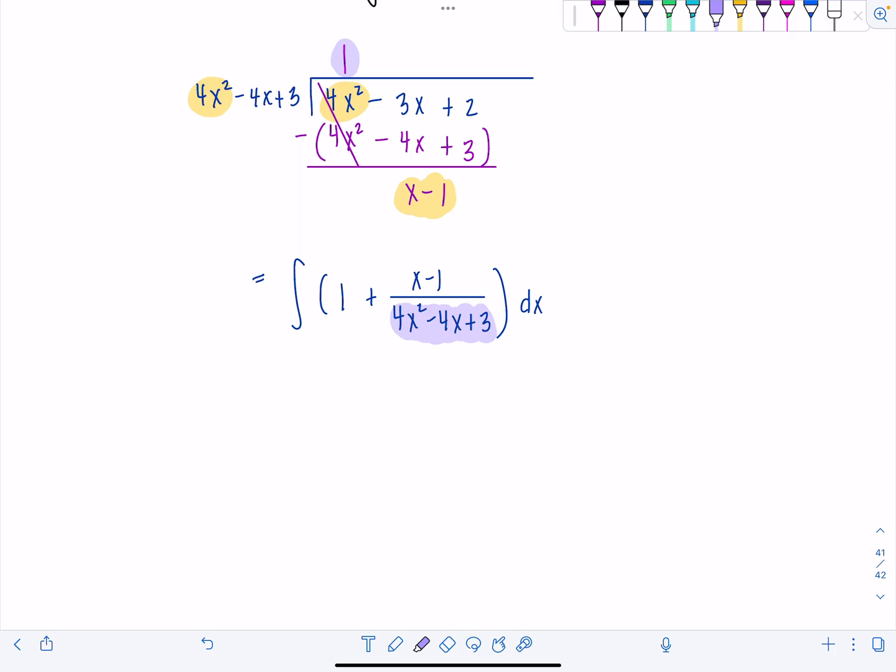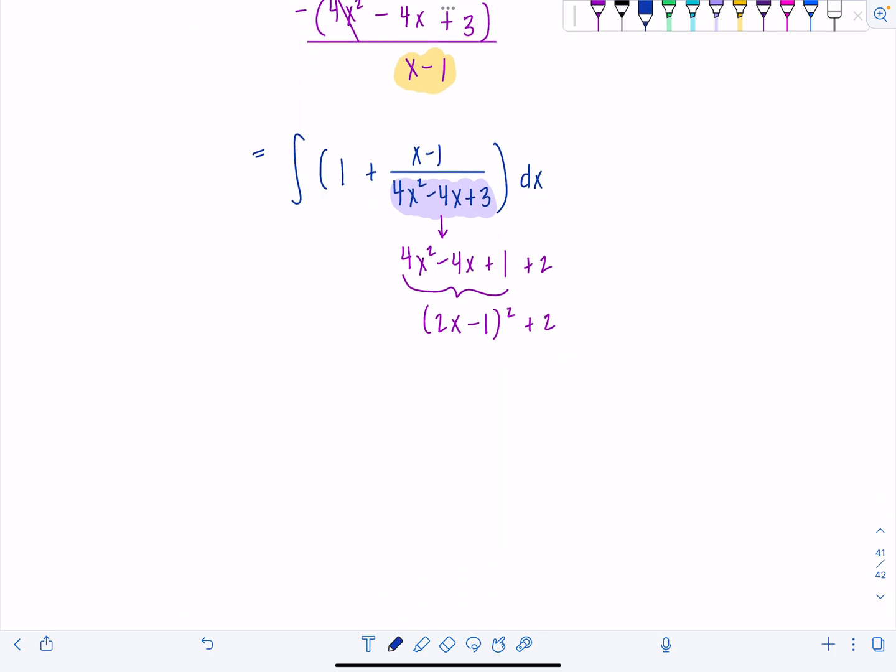Instead, we're going to complete the square. That needs to be your backup plan when you have a quadratic denominator that doesn't factor. How do I mean? 4x squared minus 4x is almost ready to be a perfect square trinomial. I need a plus 1 in order to factor it into 2x minus 1 quantity squared, which is fine. I'm going to borrow that 1 from the 3, and then I have just plus 2 left over after I complete the square.